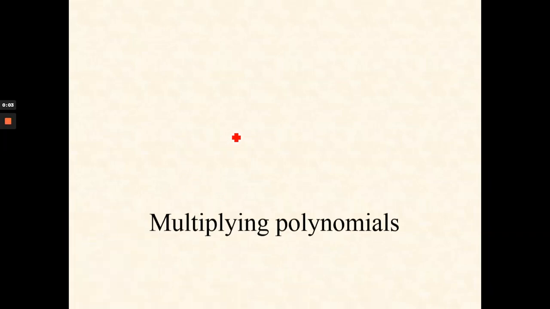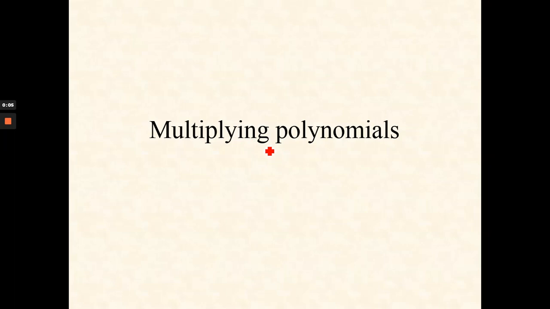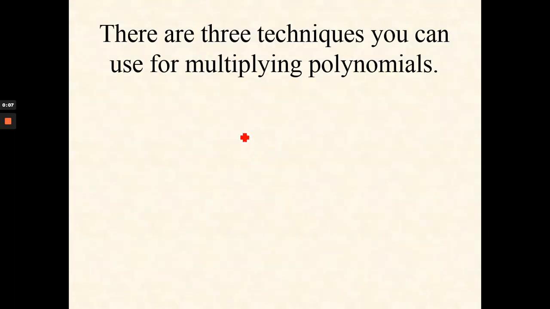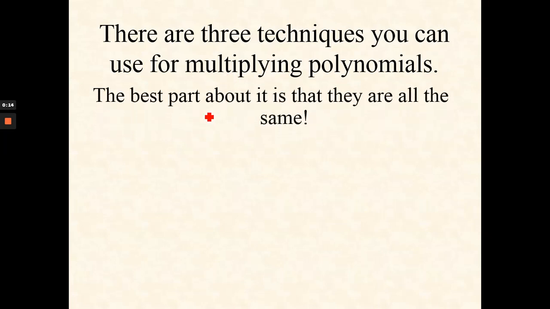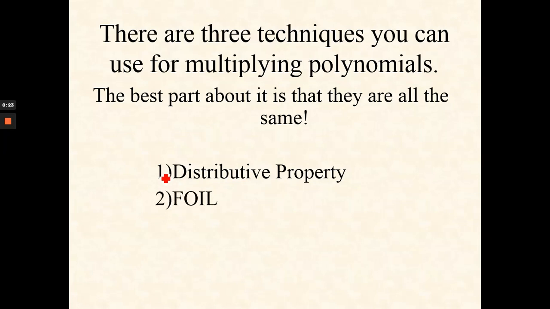Hello, this time we're going to discuss multiplying polynomials. There are three techniques you can use for multiplying polynomials. The best part about it is that they are all the same. We have the distributive property, the FOIL method, and the box method. All of these three involve the distributive property of multiplication. Okay?